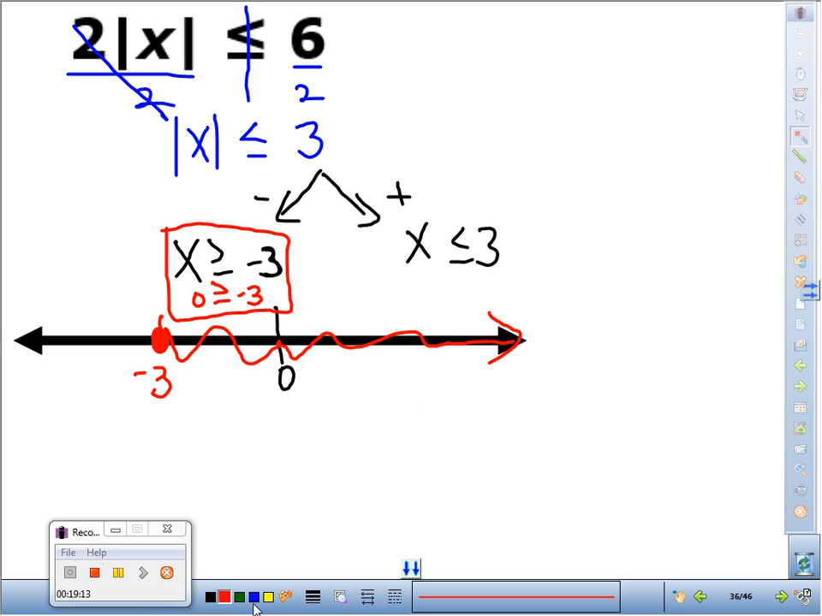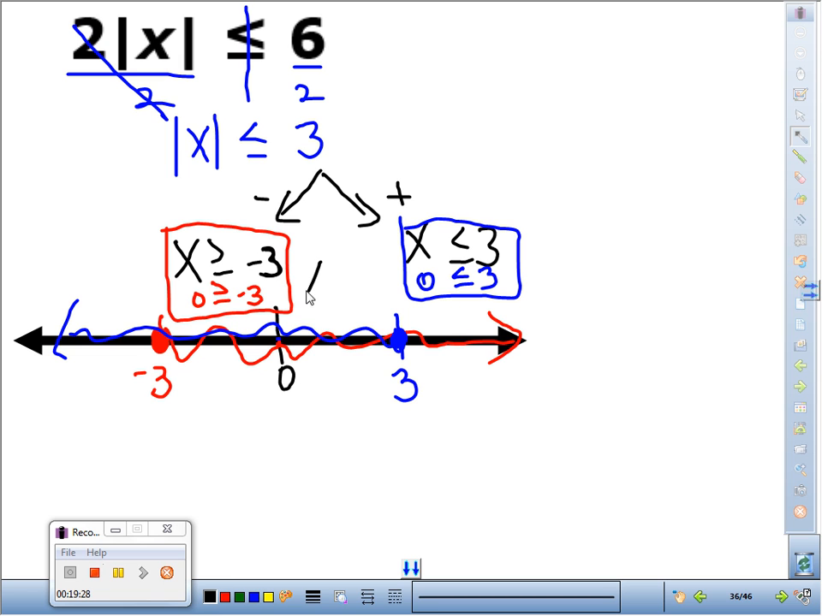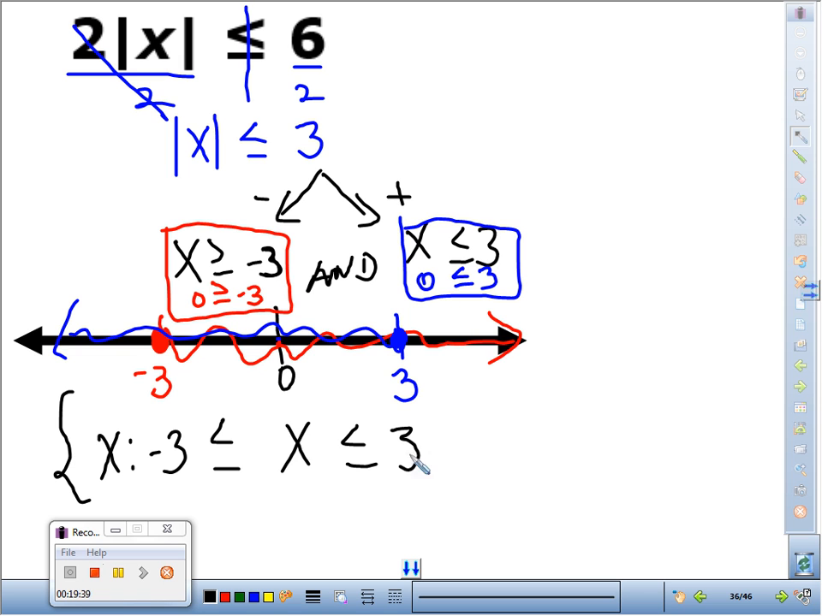Now I'm going to graph this one. 3. Does it include it? Yes. I'm going to test 0. Is 0 less than or equal to 3? Yes. So that means it's going that way. Therefore, this is an and. So I write solution set of x such that -3 less than or equal to x less than or equal to 3. Hands up if you got that.